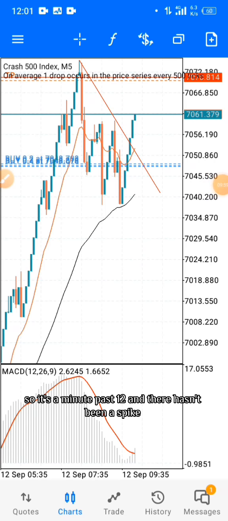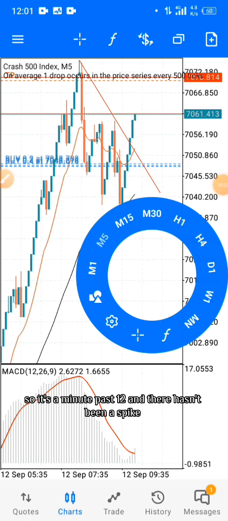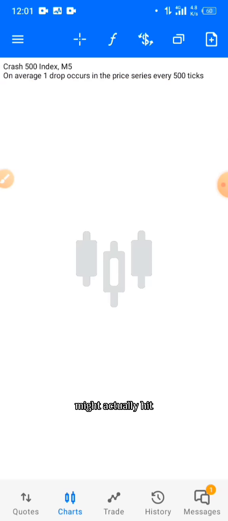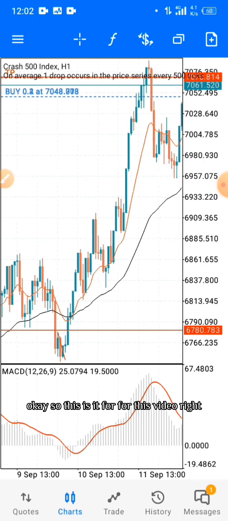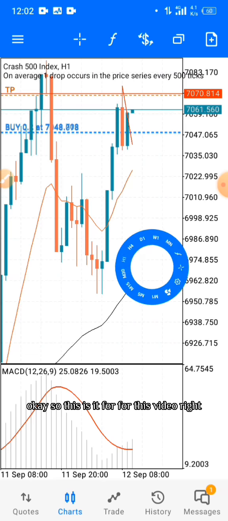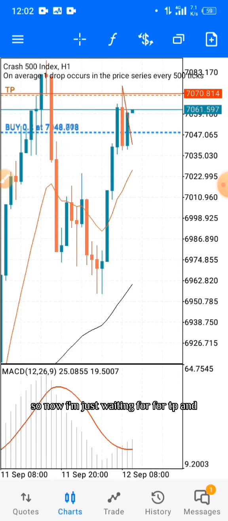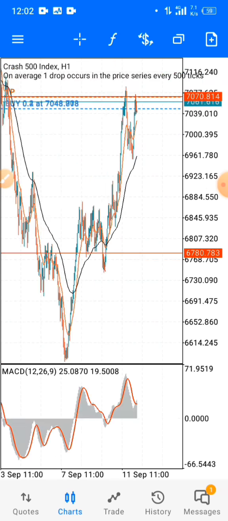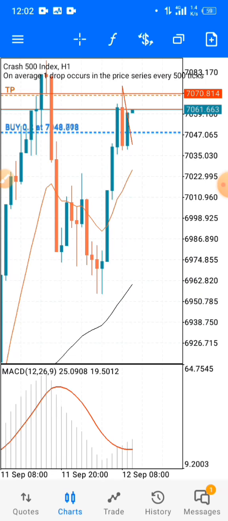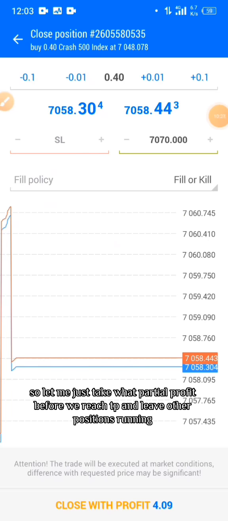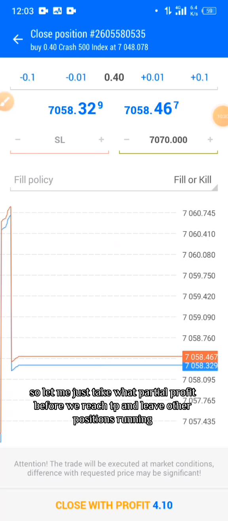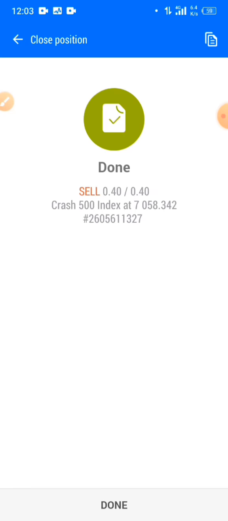So it's a minute past 12, and there hasn't been a spike yet. So we might actually hit TP before any spike, okay, right? So this is it for this video, right? So now I'm just waiting for TP to hit, then I'll call it a day, right? Then I want to wait for the next signal, right? Let me just take partial profit before the TP actually hits, then I'll close the other trades.